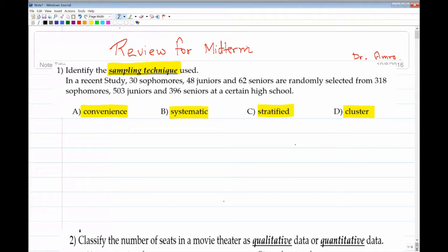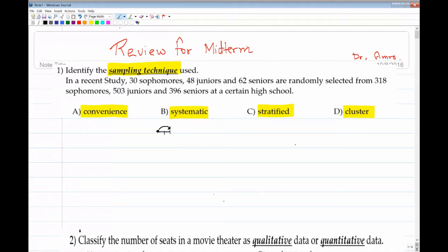Convenient is something within reach, like when you interview a student at a local community college. It's very convenient to survey a student within that college instead of going somewhere else. Systematic is when you actually do it in some kind of pattern each time.